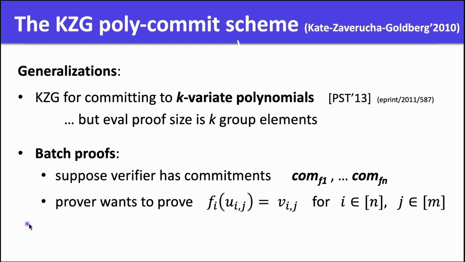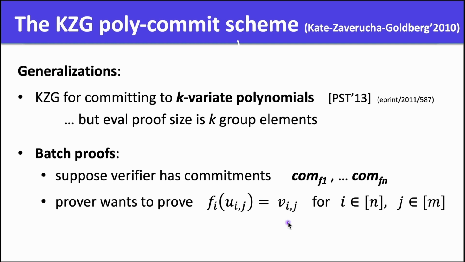And again, this is a very important trick to remember. It comes up all the time in the SNARK space. A batch proof basically allows the prover to open many polynomials at many points all at once. So imagine the verifier has a bunch of commitments, let's say commitments to n polynomials. And the prover wants to prove that each of these polynomials evaluates to certain values at certain points. So there are n polynomials, and we want to open each of them at m different points.